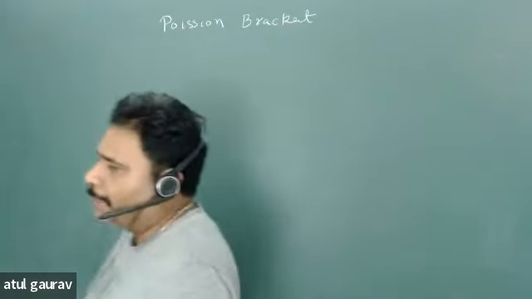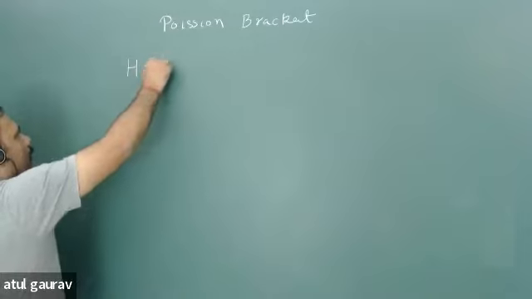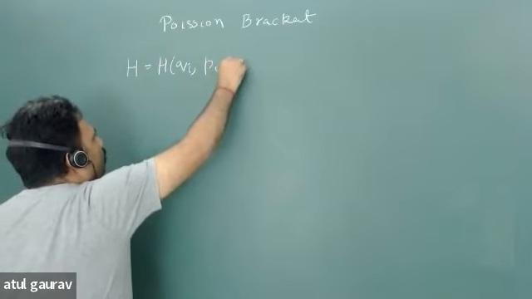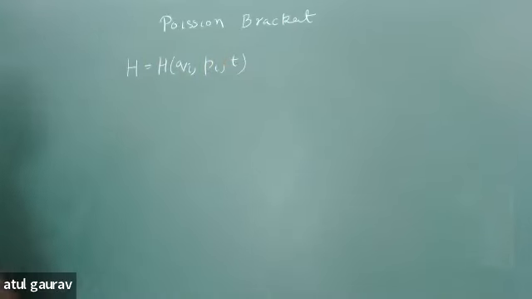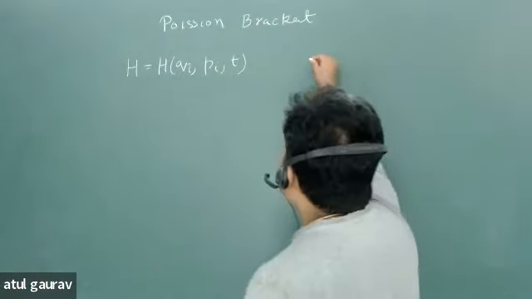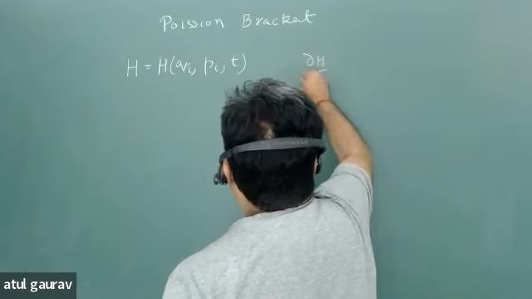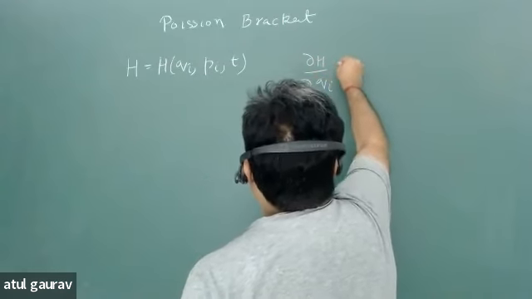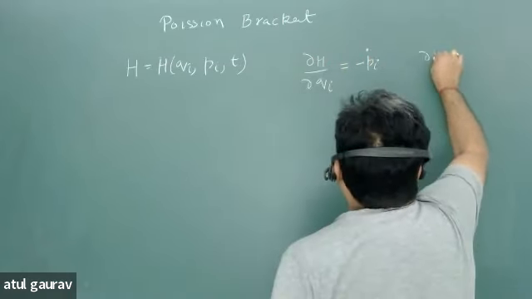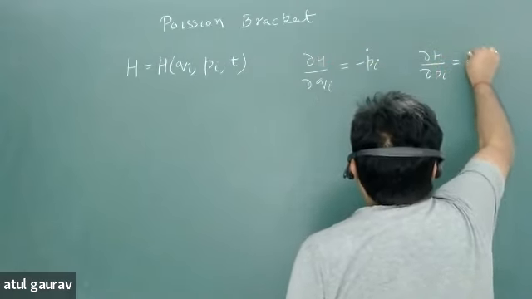So let us assume we have some system whose Hamiltonian is given as a function of generalized coordinate, generalized momentum, and obviously time. If we have this Hamiltonian, then we have the Hamiltonian equations of motion: del H upon del Qi is nothing but minus Pi dot, and del H upon del Pi is nothing but Qi dot.